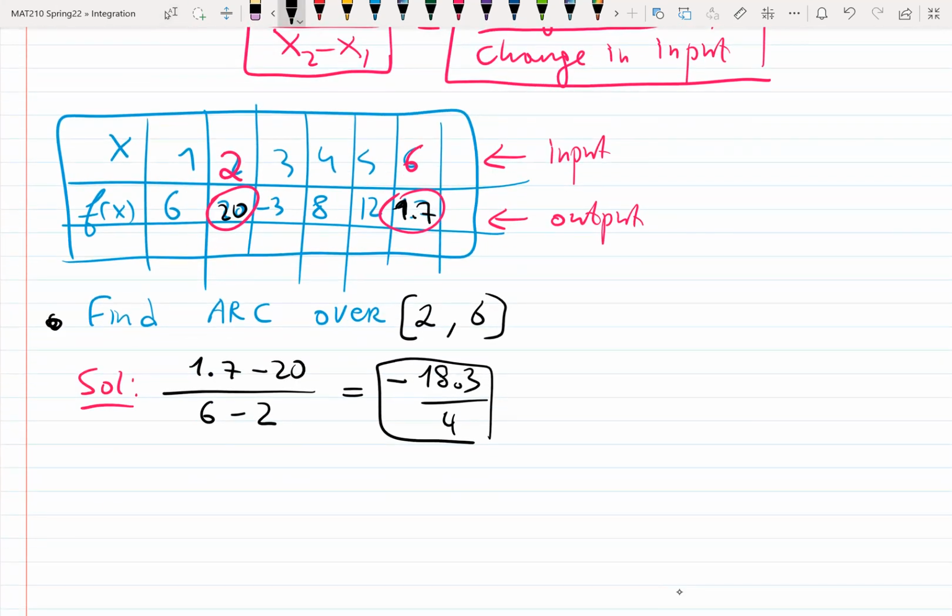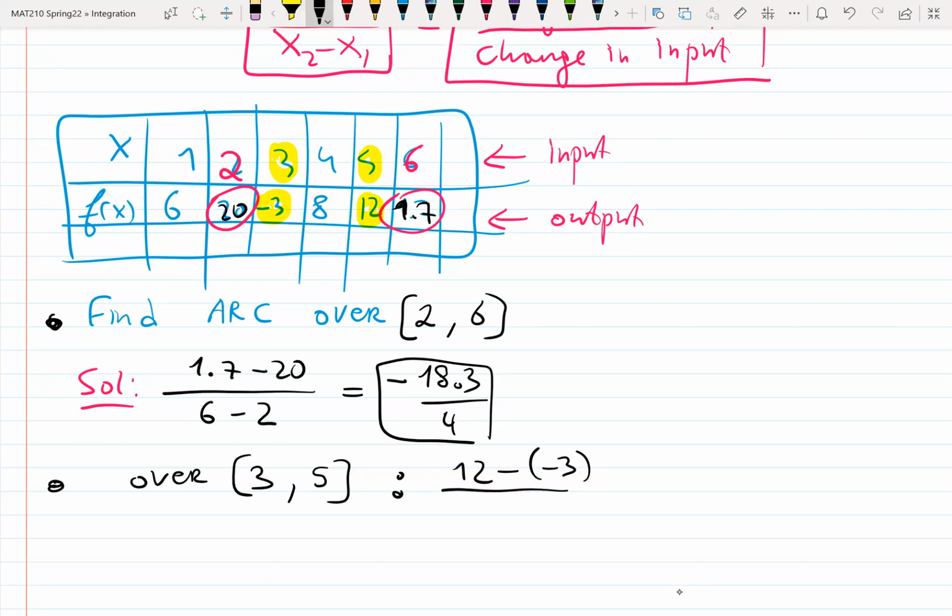How about, let's do one more. Over 3 and 5. Very quickly, find maybe a marker. 3 and 5, minus 3 and 12, corresponding inputs and outputs. 12 minus minus 3 over 5 minus 3. Well, from minus 3 to 12, it's increased, right? So I expect it to be positive. That is true. 12 plus 3 is 15 over 2, positive. And that's how it matches the explanation I gave you before, graphically and intuitively. Average rate of change is positive or negative.